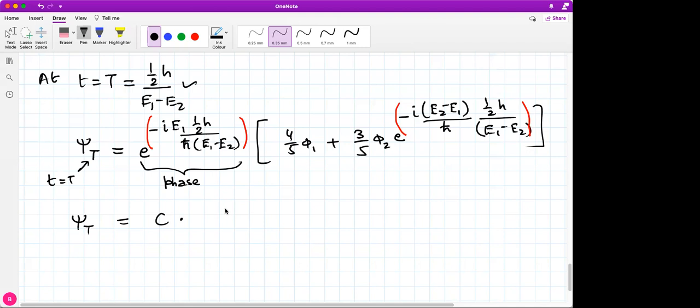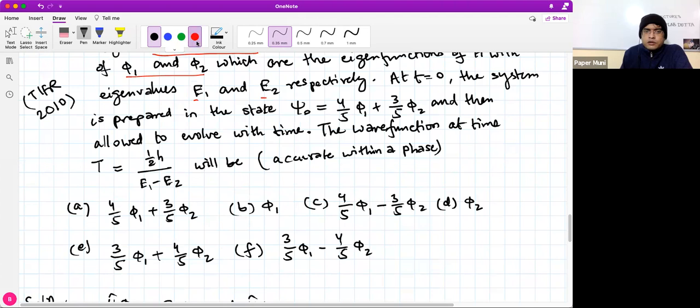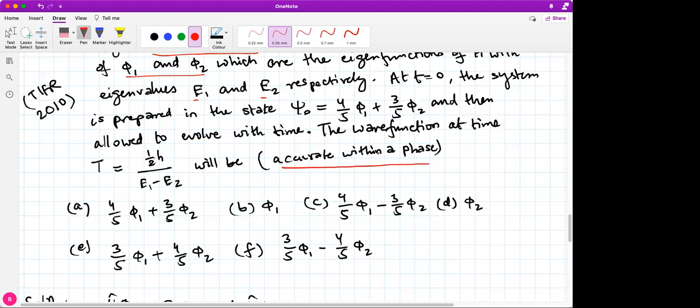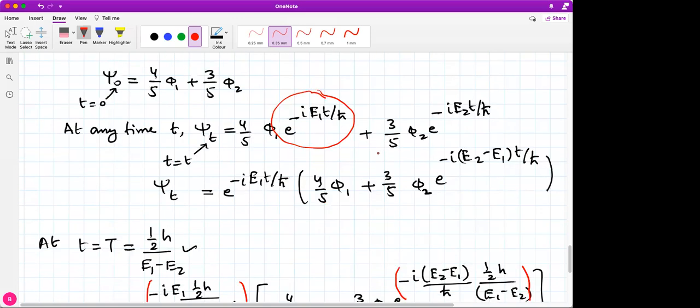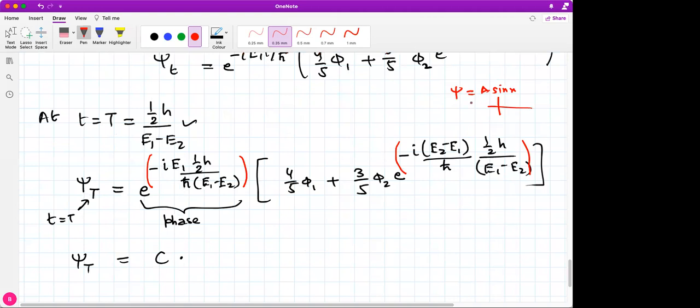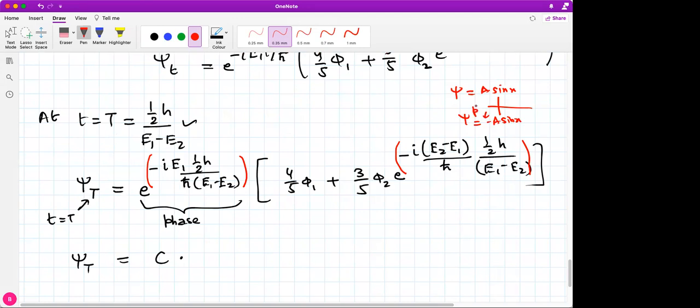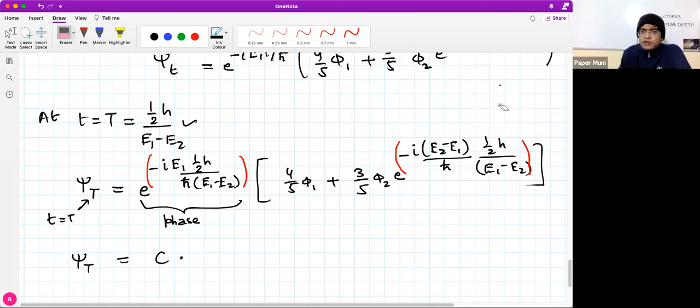Sir, I didn't get that part. Can you repeat it again? It says accurate to within a phase. Why are you calling that the phase, sir? The first term, because if I give you a wave function which is say a sine x, and now I put a equal to minus a sine x, this part changes the phase. It gets inverted. So this is a phase, just a name given to it.